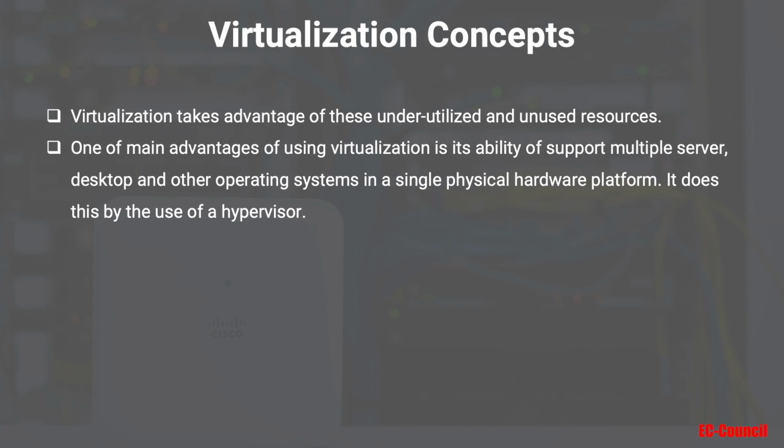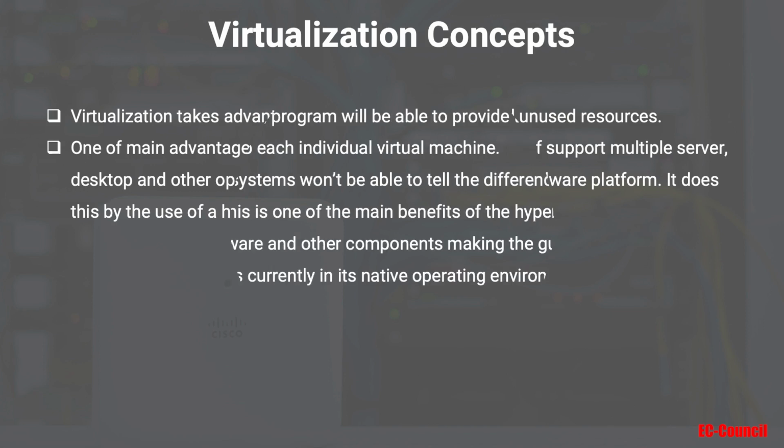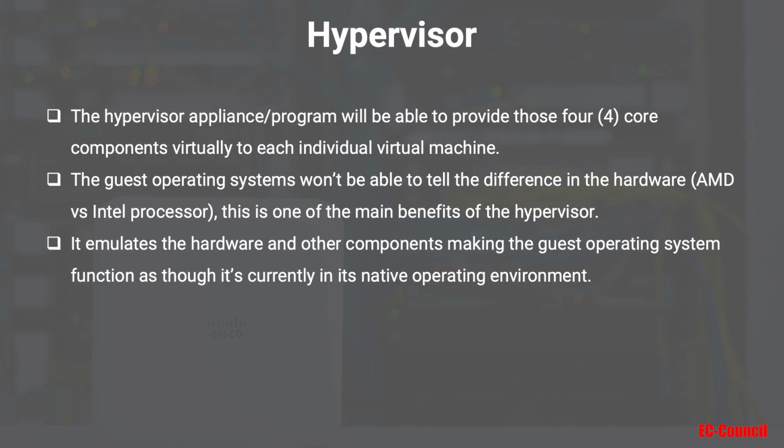One of the main advantages of using virtualization is its ability to support multiple server, desktop, and other operating systems on a single physical hardware platform. And this can be done by using a hypervisor. So let's take a look at what exactly a hypervisor is. A hypervisor is simply an application, or a program, that will provide the four essential core components to virtualize an operating system. To put it simply, the hypervisor allows you to virtualize hardware.